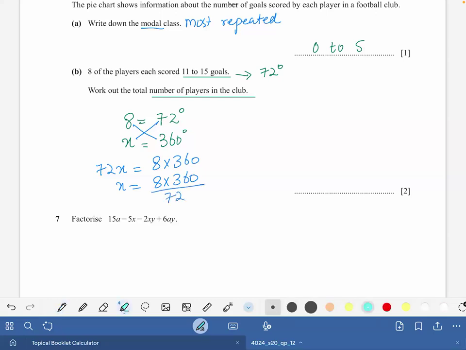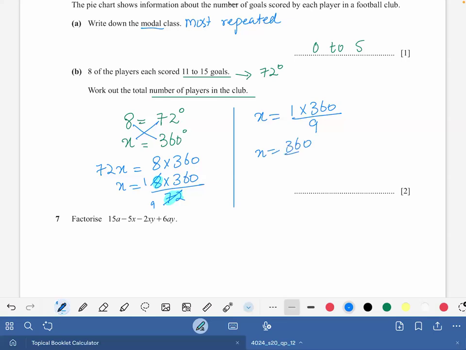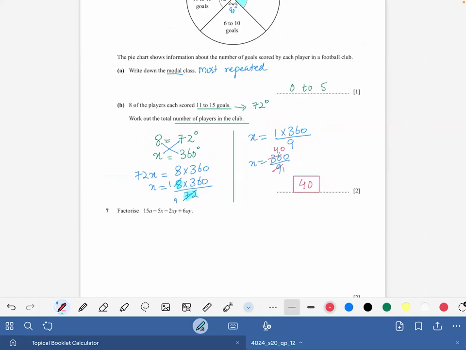I can see very clearly that 8 and 72 are multiples of each other. So I know that 8 nines are 72. So x is equal to 1 times 360 divided by 9. Why? Because 8 ones are 8 and 8 times 9 is 72. So now 360 divided by 9. Now you can see that 9 and 36 can be cancelled. So 9 ones are 9 and 9 fours are 36. So 40 is left. So the total number of members in the club is 40. That is what the answer is.